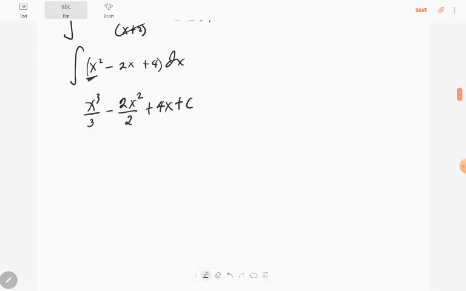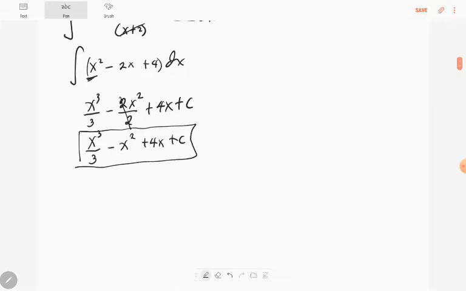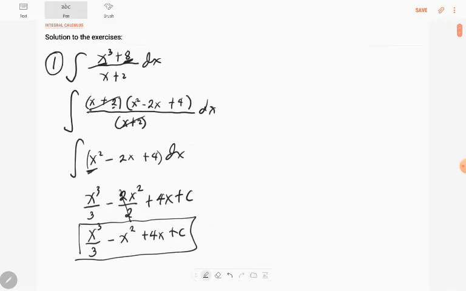Then we just have to simplify this to the simplest form. So you get x cubed over 3 minus x squared plus 4x plus c. This is now the integral of the given original function, which is (x cubed plus 8) all over (x plus 2).